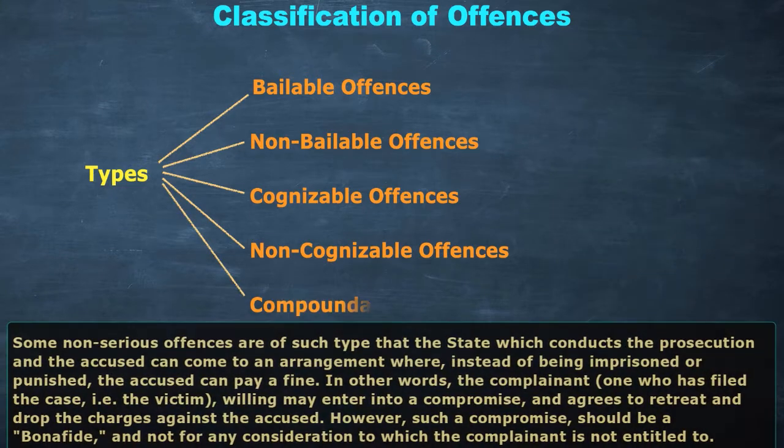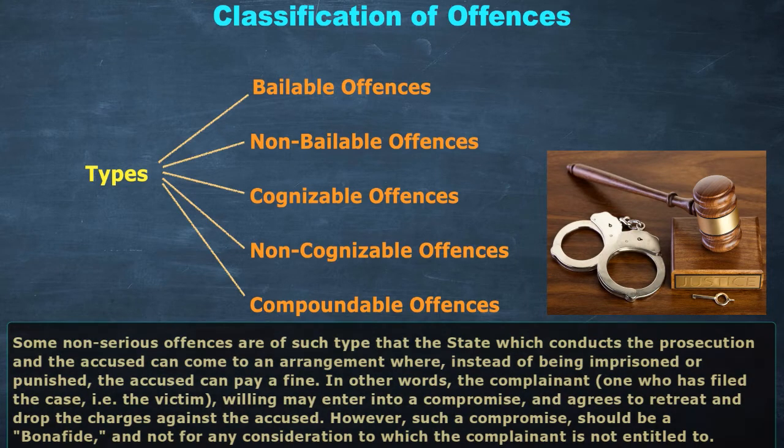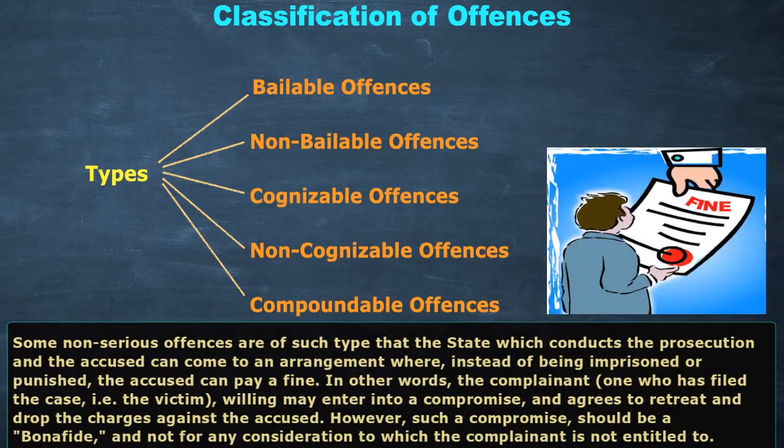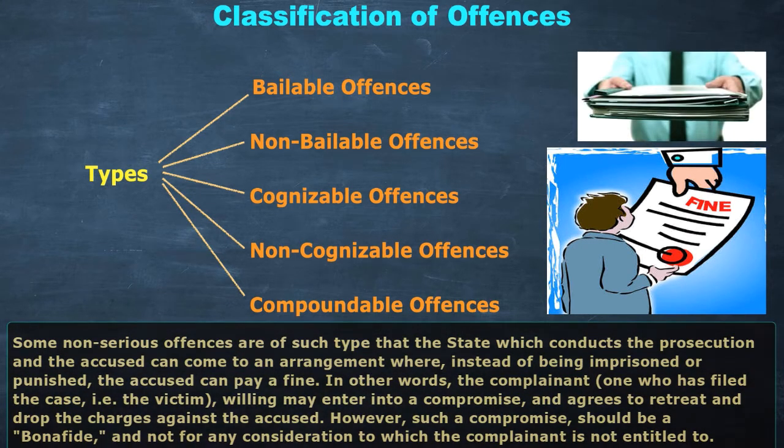Next one is compoundable offenses. Some non-serious offenses are of such type that the state which conducts the prosecution and the accused can come to an arrangement where, instead of being imprisoned or punished, the accused can pay a fine. Okay? In other words, the complainant, one who has filed the case, that is the victim basically, willingly may enter into a compromise and agree to retreat and drop the charges against the accused.